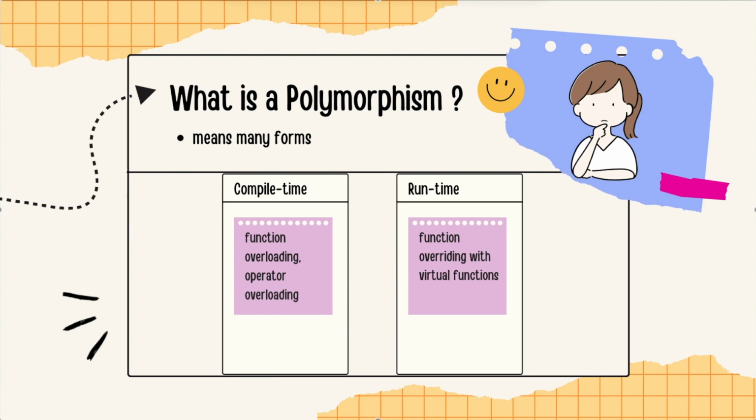These are of two types: compile time polymorphism and runtime polymorphism. In compile time, we'll learn about function overloading and operator overloading. In runtime polymorphism, we'll learn about function overriding with virtual functions.